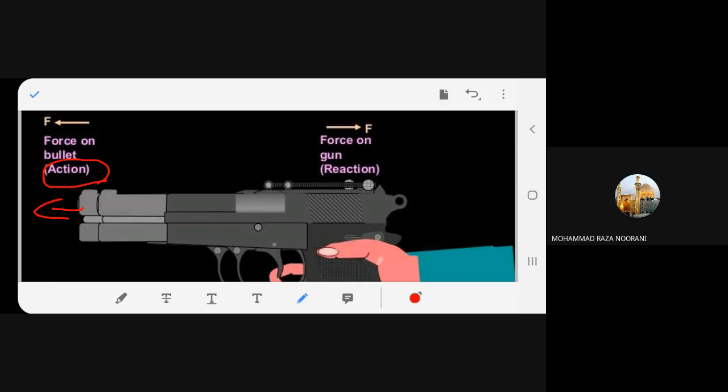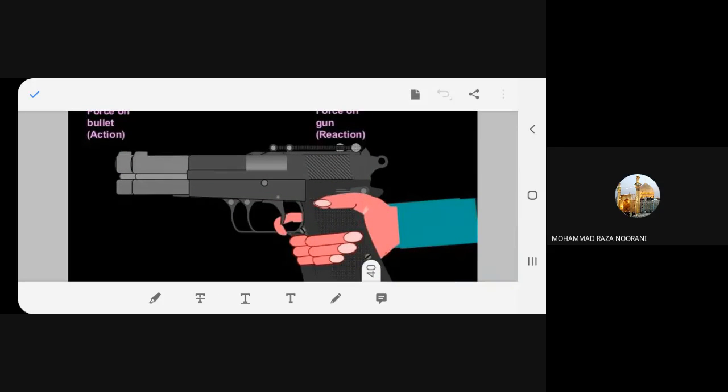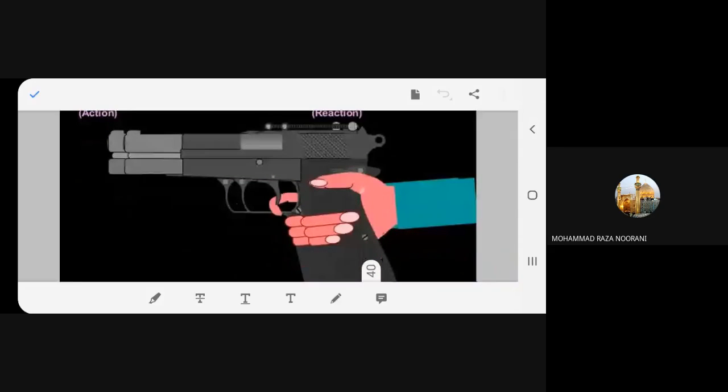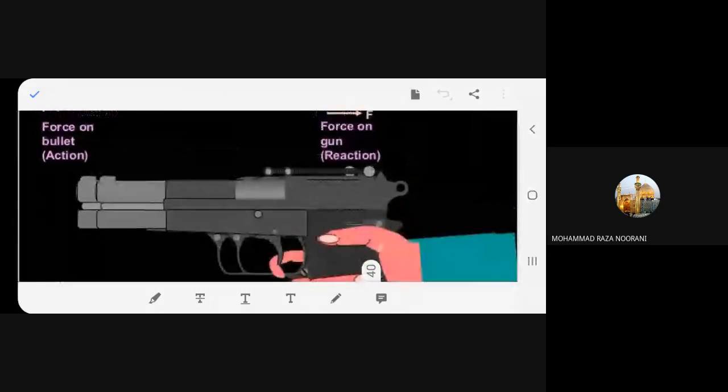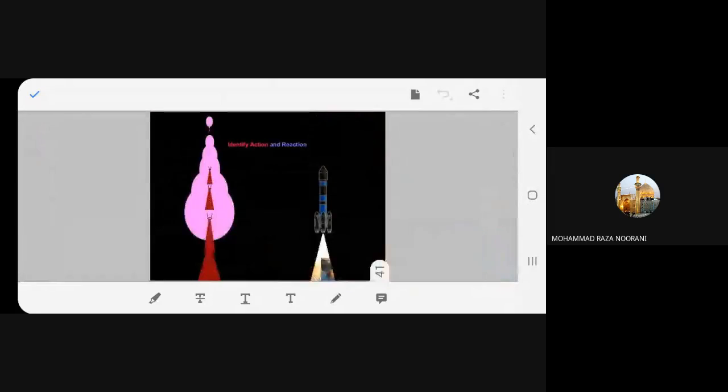The force which is applied by the bullet onto the gun goes in the backward direction and your hand is pulled back. That is reaction. What we learned, recoil, isn't it? Recoil force. As we saw in the rifle, this is a pistol. Same thing applies over here.